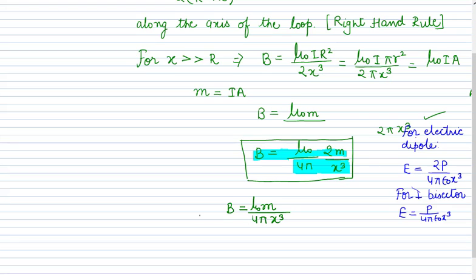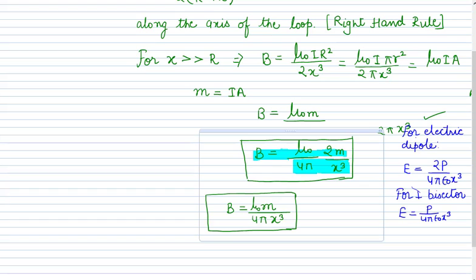Yes, we are right. So this is the magnetic field at the perpendicular bisector. If you take a plane which is perpendicular to the axis of the circular loop and passing from the center of the axis of circular loop, then you have the magnetic field as mu naught m upon 4 pi x cube. And that is the magnetism counterpart of its electrostatic.